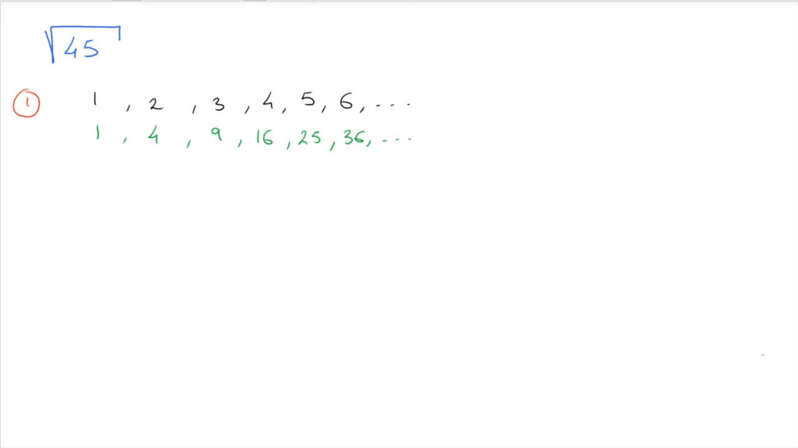Now, as a step 2, we look for the largest factor we can find of 45 inside our list of square numbers written in green.